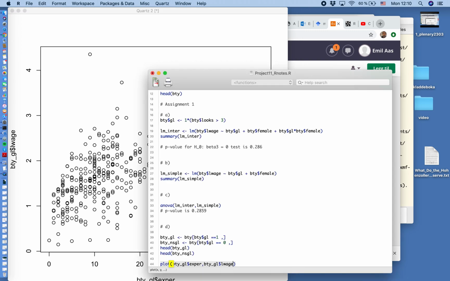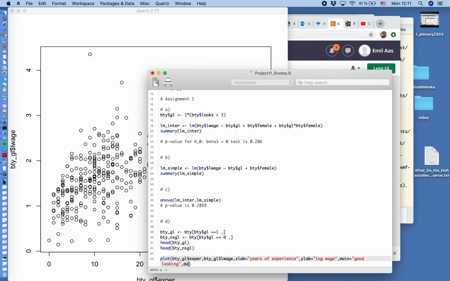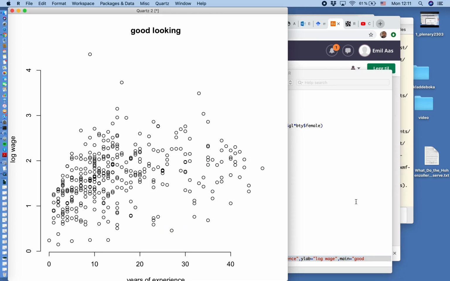and we'll make this plot nicer by changing the names that you see here. On the x-axis we have years of experience, and on the y-axis we have log wage, and then we make a heading, so we know that these are the good looking people, and then we can remove the frames, which is nicer. So we take frame.plot false, so now we get this plot, which is better.